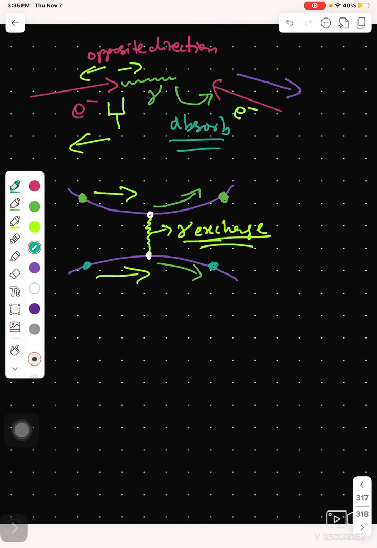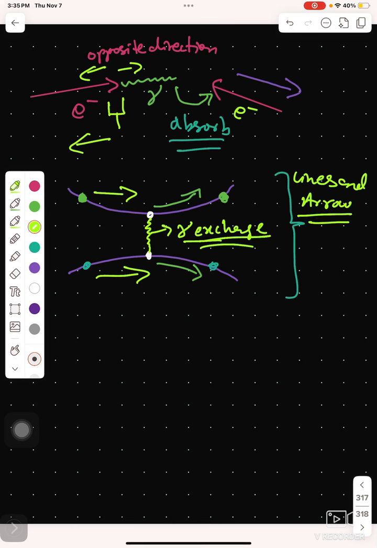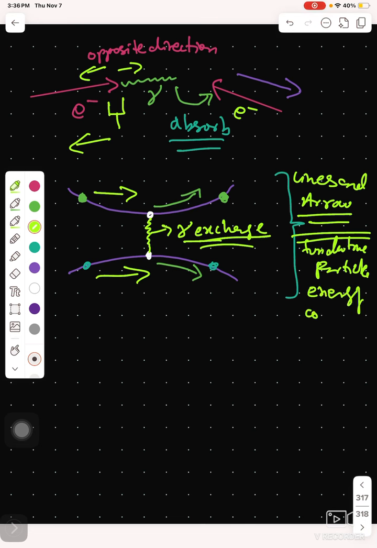One of the things is that there are three things you need to know about the Feynman diagrams. One is the lines and arrows. Second is about the fundamental particles. And the last is about energy conservation.